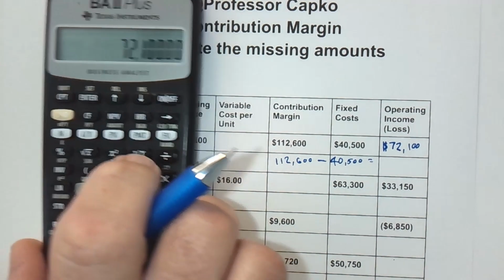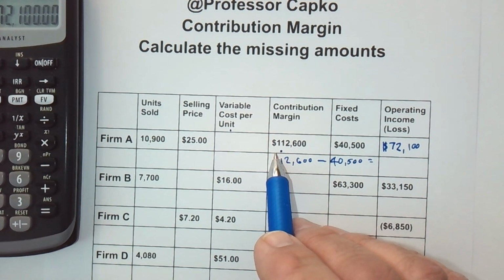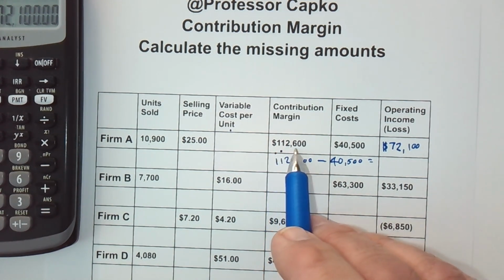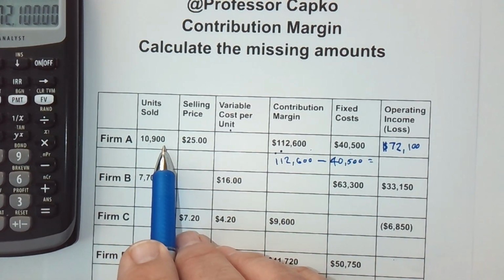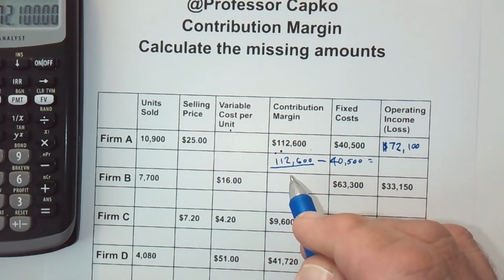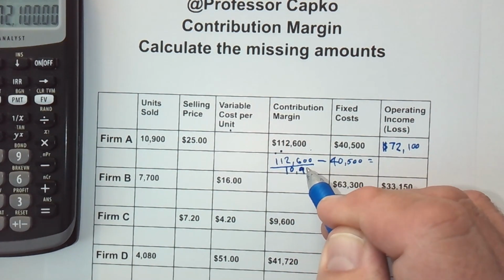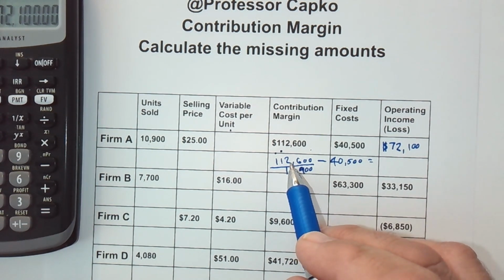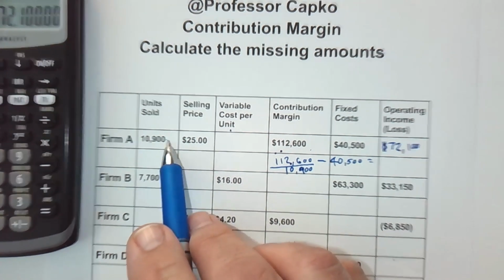The next part we have to calculate is what is the variable cost per unit. We know that the contribution margin overall, and this is a total number, is 112,600. We know that the units sold is 10,900. Let's first find out how much the contribution margin per unit is. So I'm going to take the 112,600 and divide that number by the 10,900 units. In other words, this is the contribution margin overall. Let's find out the per unit contribution margin by dividing it by the number of units sold.